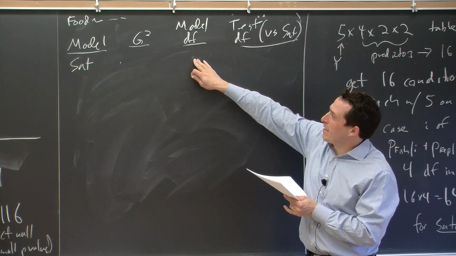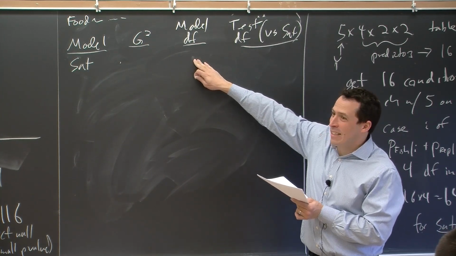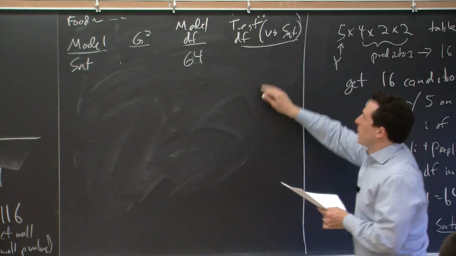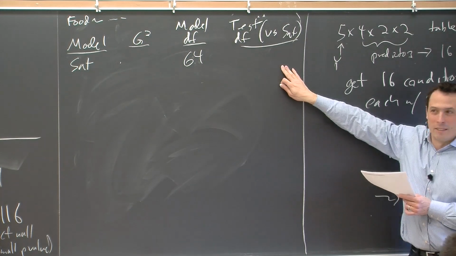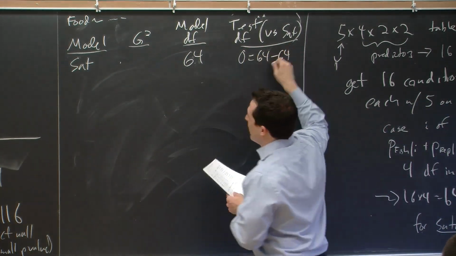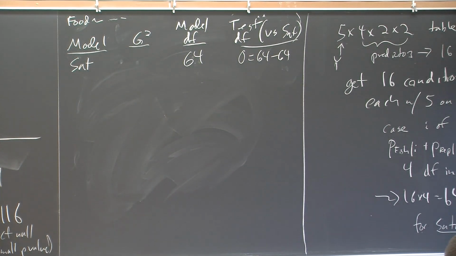For the saturated model for logistic regression, the degrees of freedom is 64. How about the test degrees of freedom? 0. 64 minus 64. How about the G squared? Can you do it in your head? 0.